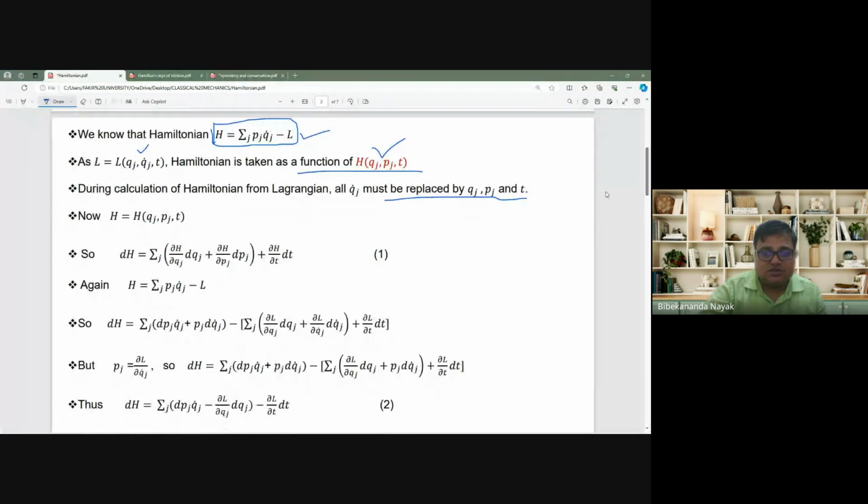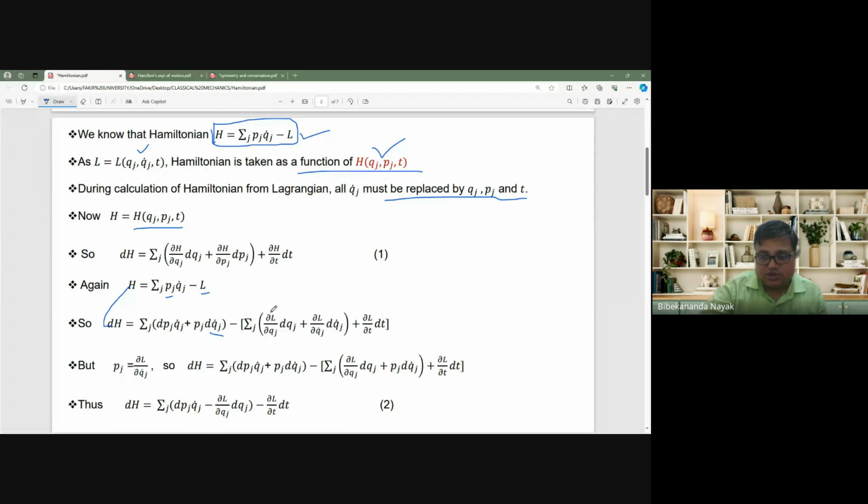Now H is a function of Qj, Pj, T. So what is dH? Like F is a function of x, y, z, dF is equal to del F by del x dx plus del F by del y dy plus del F by del z dz. Similarly, as a function of Qj, Pj, T, we can write del H by del Qj dQj plus del H by del Pj dPj, summed over j since there are n coordinates, plus del H by del T dT. But H is equal to the summation of Pj Qj dot minus L. So according to this definition, dH will be summed over j, dPj Qj dot plus Pj dQj dot.